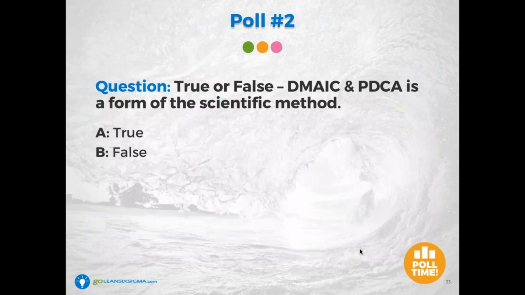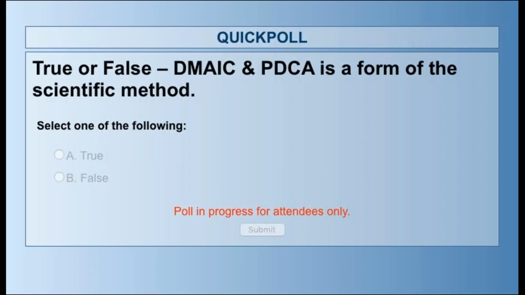All right, I've got another poll for you. So true or false? DMAIC and PDCA are both forms of the scientific method. True or false? I'm going to go ahead and launch the poll, so go ahead and fill in the poll for us. There are lots of other process improvement approaches out there too, not just DMAIC, not just PDCA. But go ahead and vote, and let's see what you think.